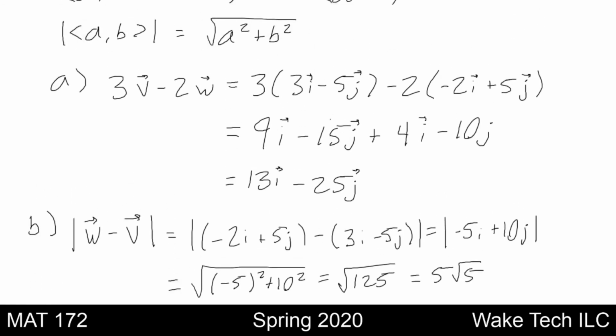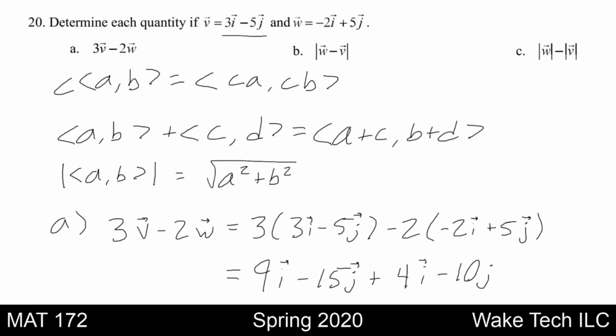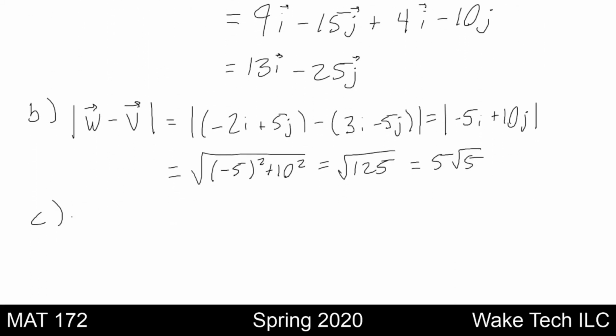For comparison, part C here is asking us the magnitude of w minus the magnitude of v. Notice that this is different because we're computing the magnitudes separately and before we perform the subtraction. Let's see if we get the same value. So the magnitude of w minus the magnitude of v is equal to, well, again, w and v are their own vectors that we can compute. That's negative 2i plus 5j. We just know what those vectors are, thankfully. Subtract the magnitude of v, which is 3i minus 5j.